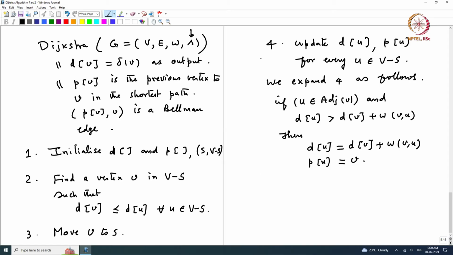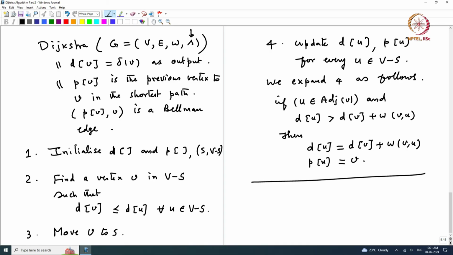Therefore, the fourth step is executed only for the neighbors of V, the adjacency of V. Okay. So this completes the specification of Dijkstra's algorithm. The complete specification of Dijkstra's algorithm is here. We have put all the ideas that we have developed in bits and pieces, integrated them, and given them in this pseudocode. So this is what you have to do.